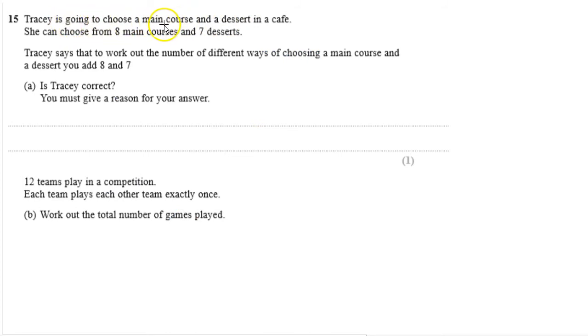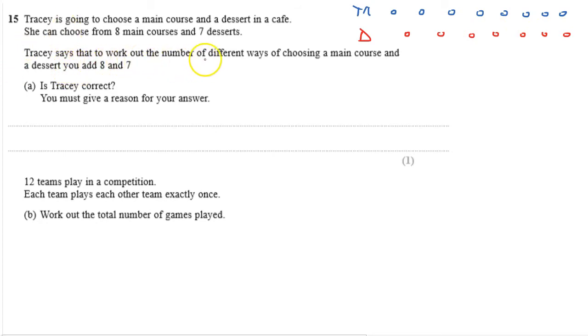Tracy is going to choose a main course and a dessert in a cafe. She can choose from 8 main courses and 7 desserts. So suppose the main courses are 1, 2, 3, 4, 5, 6, 7, 8, and the desserts she can choose from are 1, 2, 3, 4, 5, 6, 7.